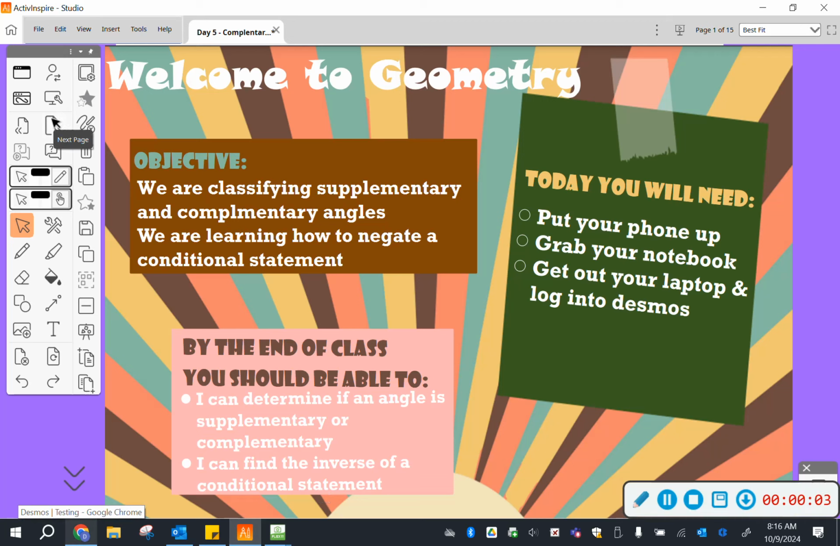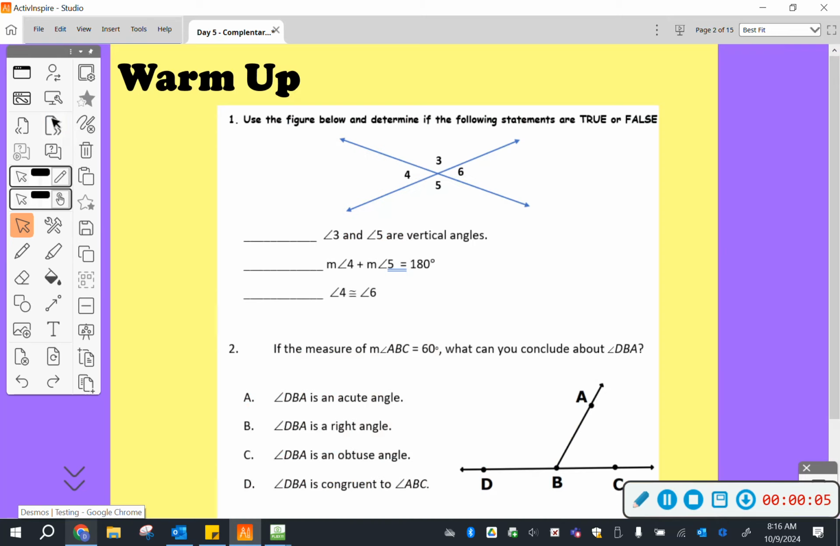Right, so today what we are going to be doing first is the warm-up. It says use the figure below to determine if the following statements are true or false. Angle 3 and angle 5. What do we know about angle 3 and angle 5? What do we know about them?